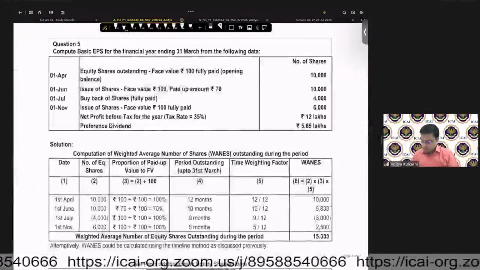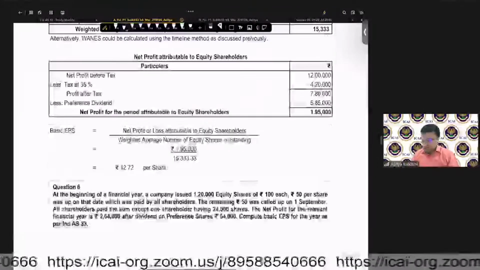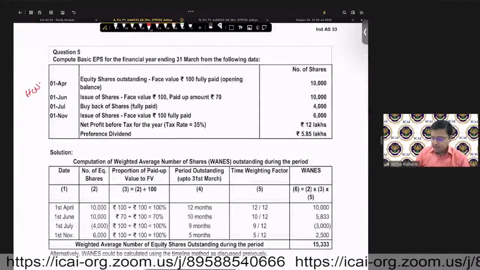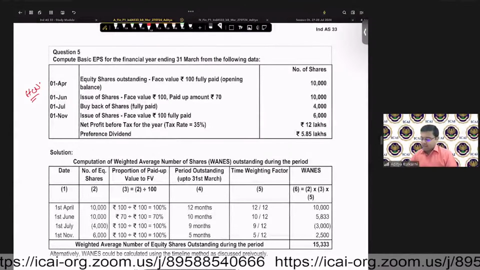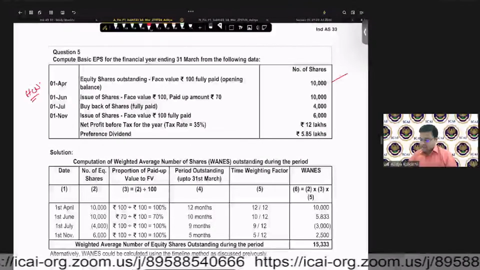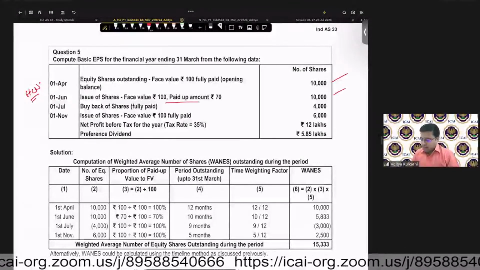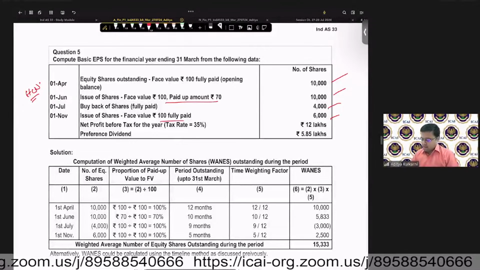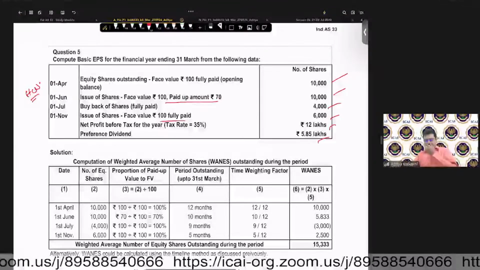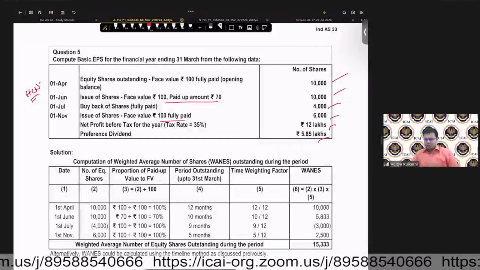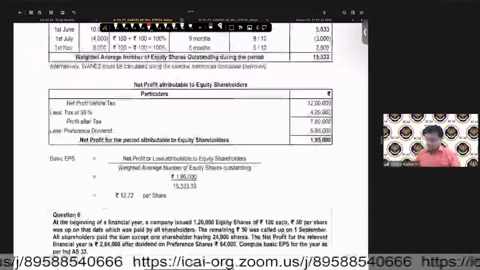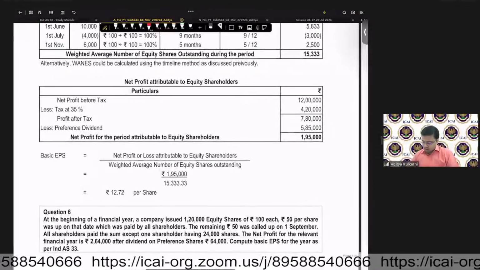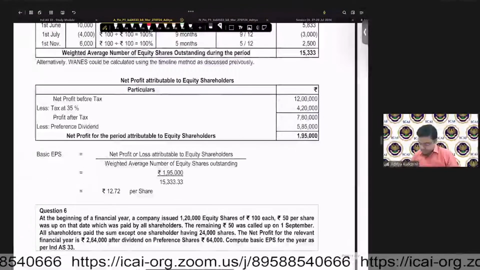Any doubts? No doubts. Okay. So I leave question number 5 for homework. Similar question. You are having equity shares outstanding, issue partly paid, buyback, issue of shares fully paid, and then preference dividend, net profit before tax. So you can do the computation of this yourselves.